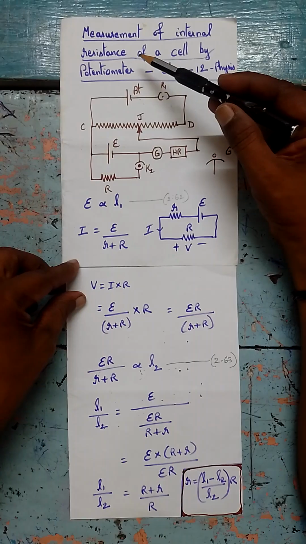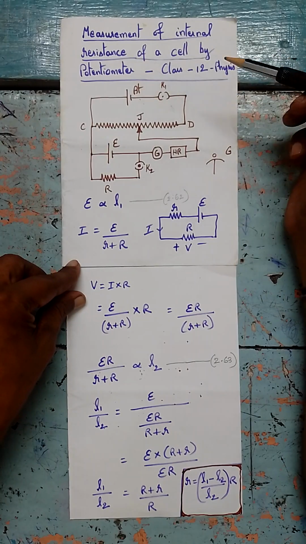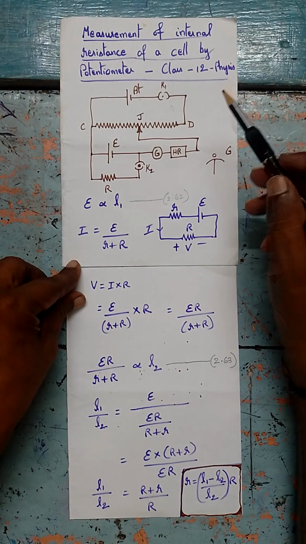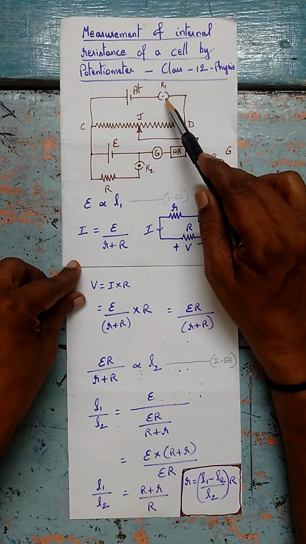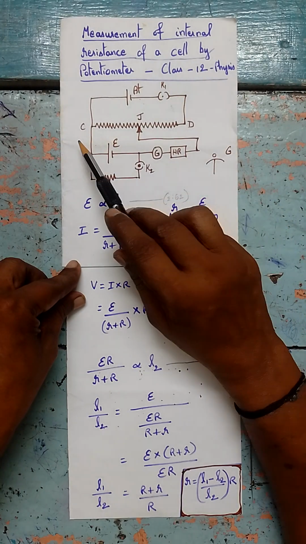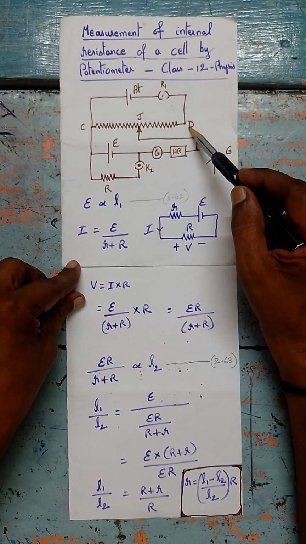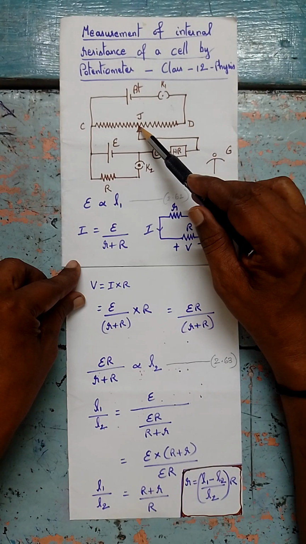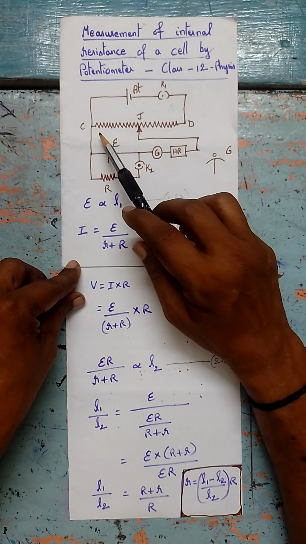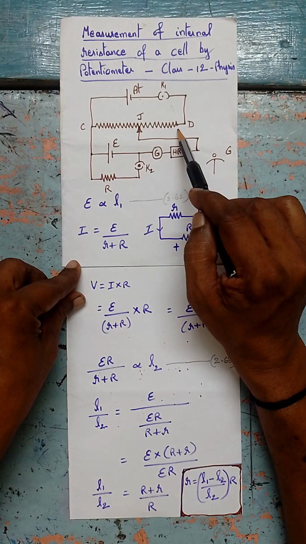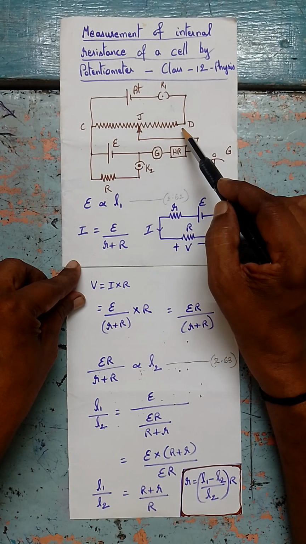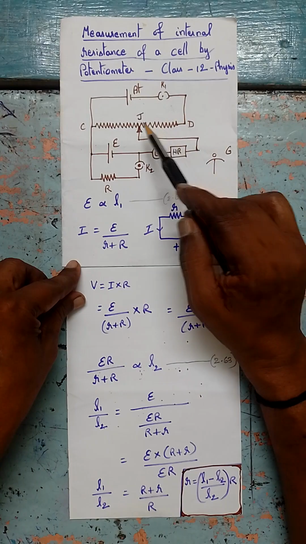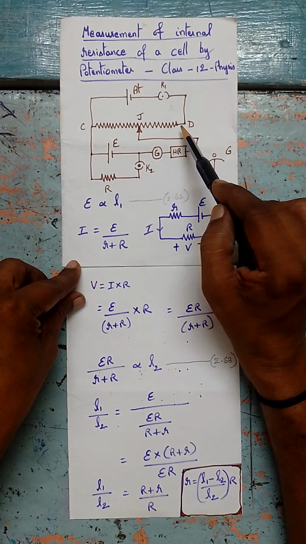So, measurement of internal resistance of a cell by potentiometer, class 12 physics. Here we have a battery, this is the key, that is the switch, and between C and D we have the potentiometer, and it has a jockey J. The potentiometer is represented by a resistance because between C and D you have a piece of wire, but that piece of wire can be represented as a resistance.